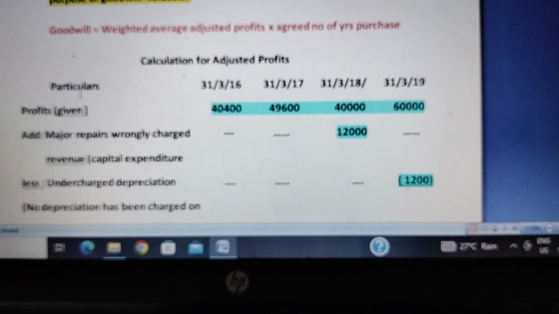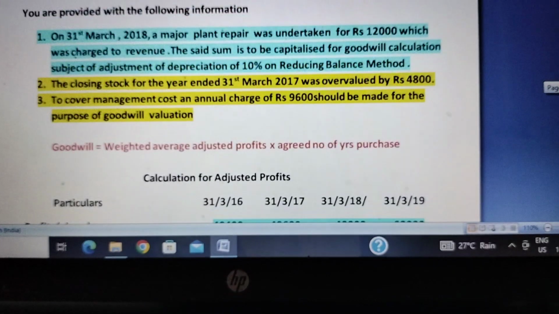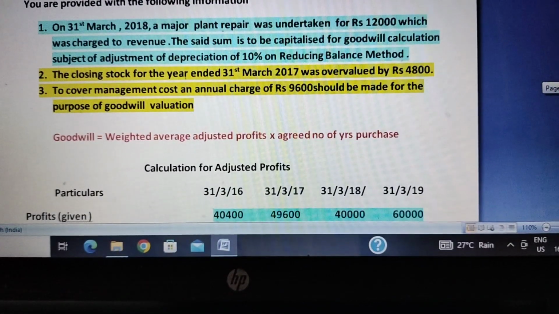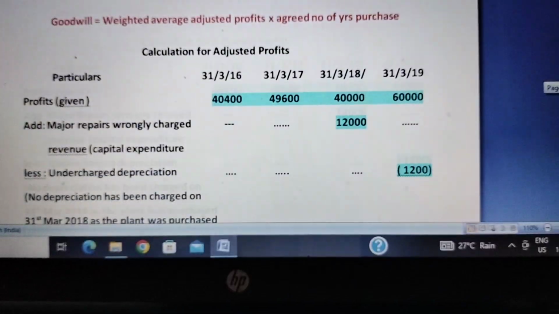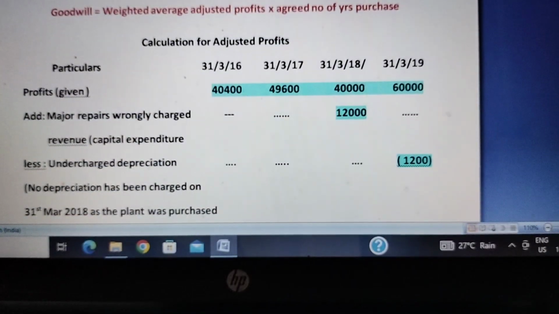So I have written here the particular 31st March 2016, 31st March 2017, 31st March 2018, 31st March 2019. Okay, 4 columns for 4 years. The profit given for each year, if you see the figure, is 40,400, 49,600 for the second year, for 2018 it is 40,000, and for 19 it is 60,000. Okay, now let's make adjustments.